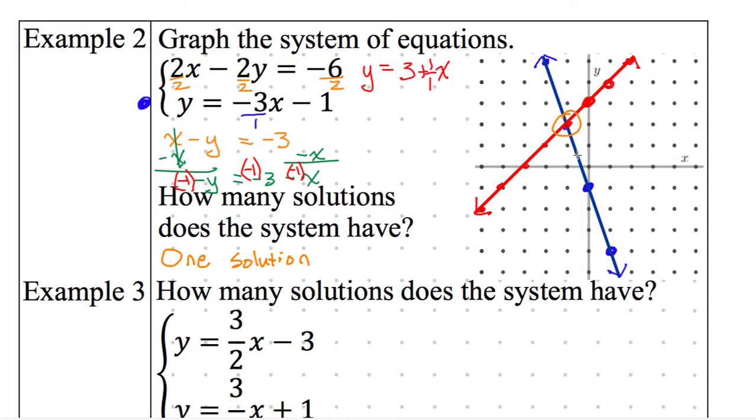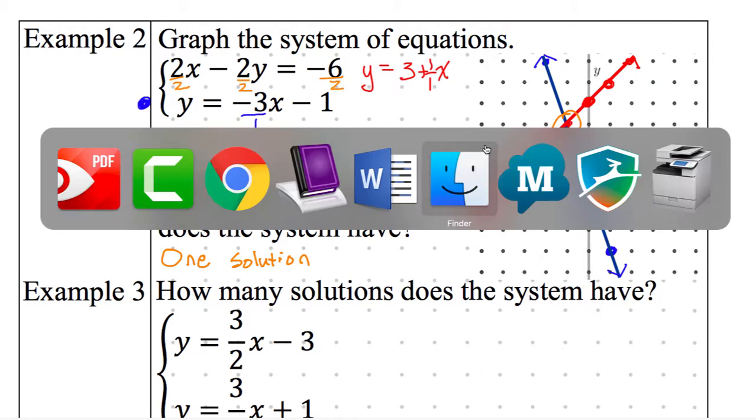All right, graphing is pretty hard. It is a good thing to know how to do, though, especially for the higher levels.